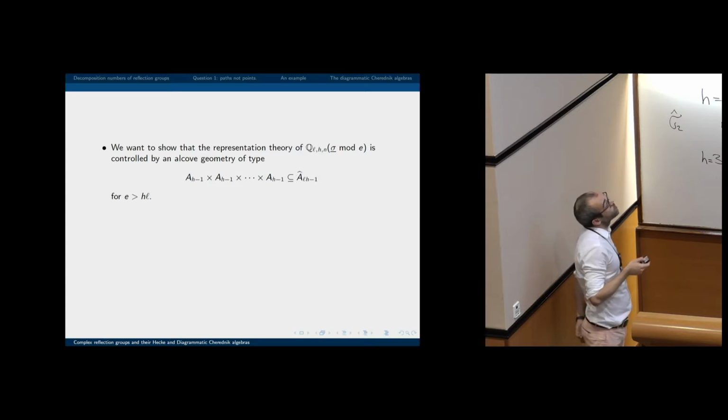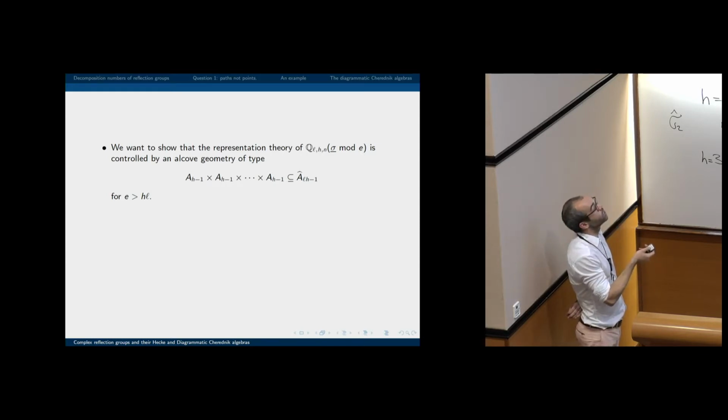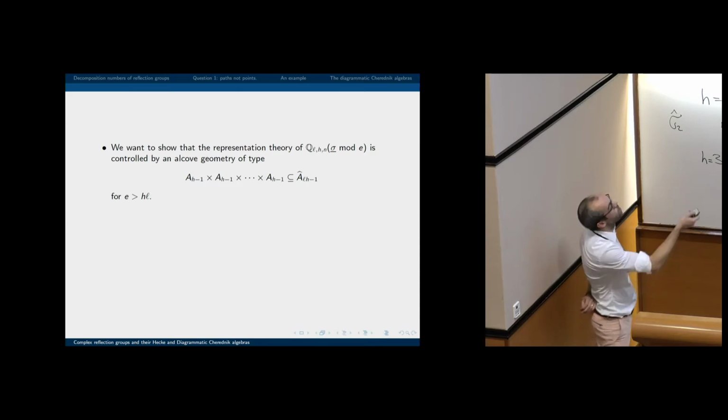Now what we want to show is that the representation theory of this algebra, this nice quotient where I've got rid of anything with more than H plus 1 columns, greater than or equal to H plus 1, is controlled by the affine Weyl group for LH, because I've got L different components, each of which has H columns. So L times H is LH. And the minus 1 here is just because the Coxeter number of the symmetric group Sn is n minus 1.